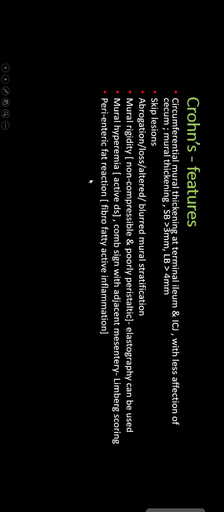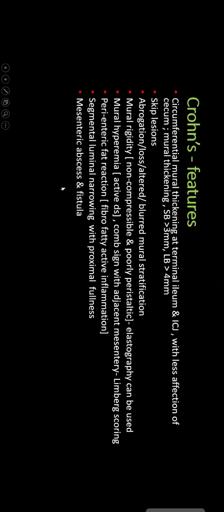Peri-enteric fat reaction is a cardinal sign of Crohn's disease. It is because of fibrofatty tissue thickening, because of the active inflammation, the edema and infiltration by inflammatory cells. So the adjacent mesentery becomes thick and echogenic. Segmental luminal narrowing with proximal fullness. The segment involved will show akinesia or stagnancy. So there is proximal fullness.